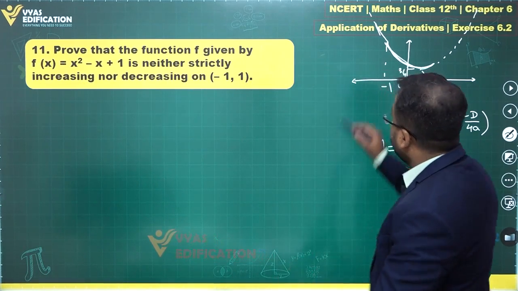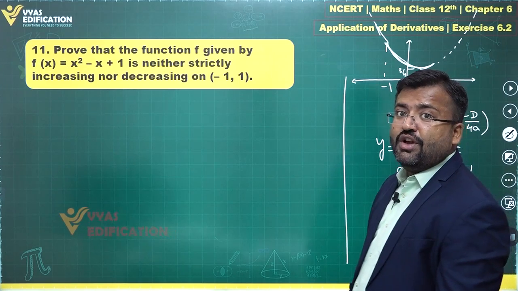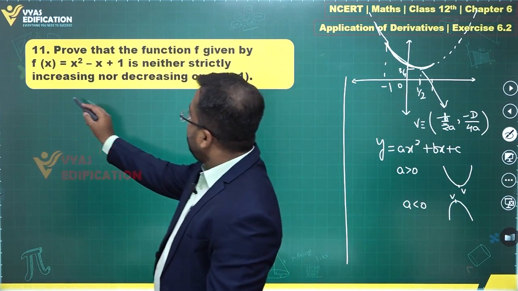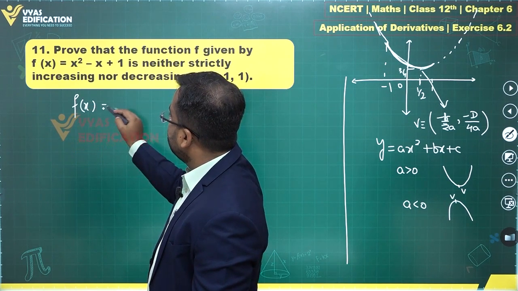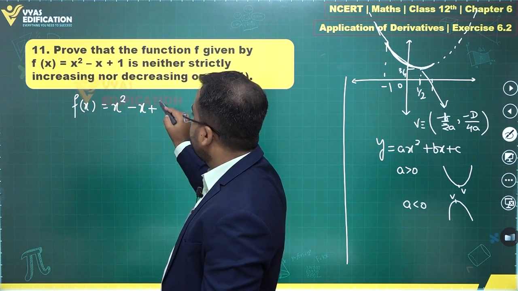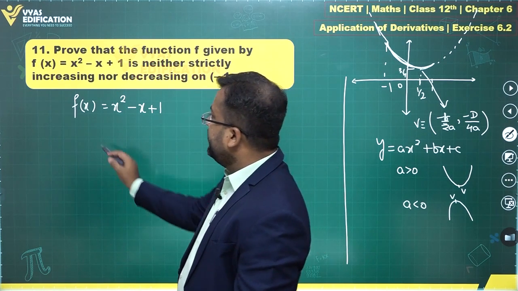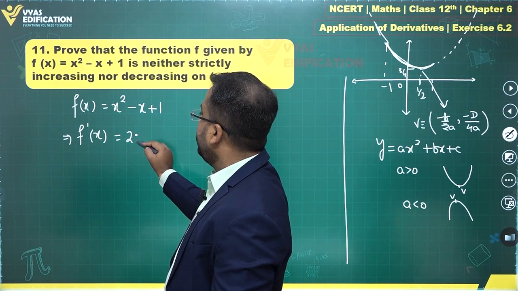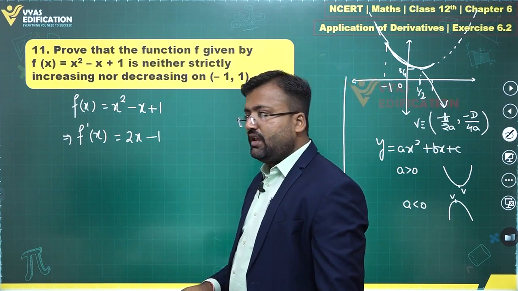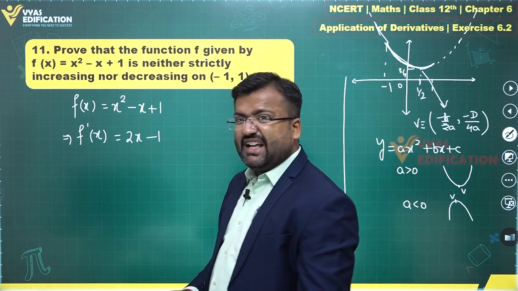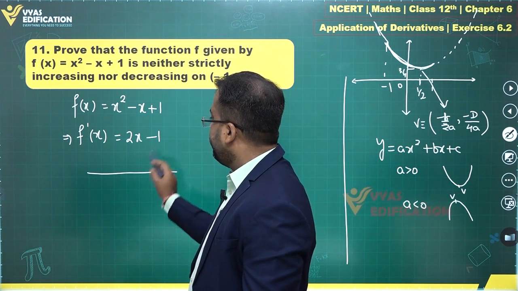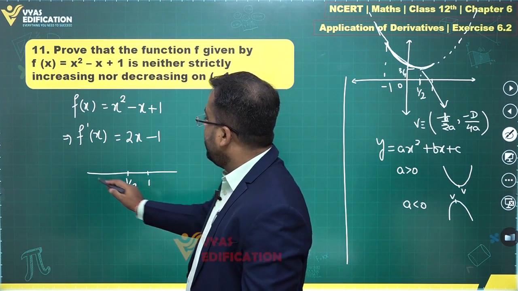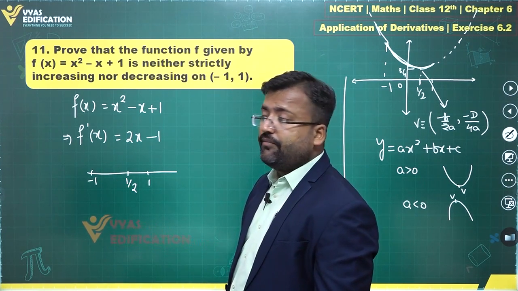There's something which is there, but here, this will not do. You also need the analytical approach, and what does the analytical approach say? So f(x) is x square minus x plus 1, right? Can I find the derivative f prime x? Yes, this is equal to 2x minus 1, okay. So the critical point, as you may observe, is 1 by 2. 1 by 2 is the critical point. Yes, 1 by 2 lies between 1 and minus 1, okay.